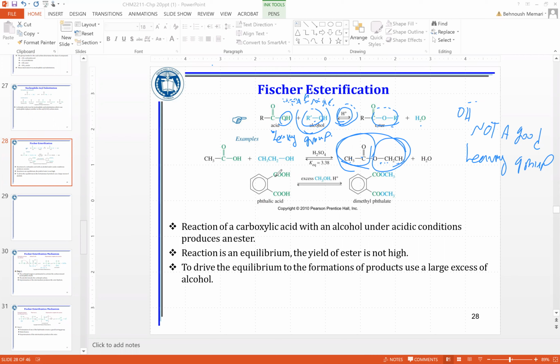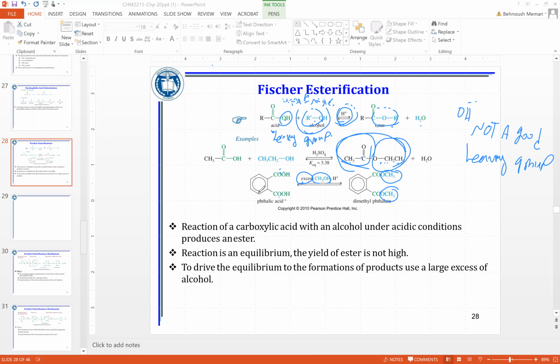If we have phthalic acid, this is a dicarboxylic acid, 2 carboxylic functional groups. With methanol, you have to use an excess of methanol because you have 2 carboxylic acids. Use 2 moles of alcohol, then you get dimethyl phthalate, or we get the ester where OH is replaced by OCH3, both of them. Again, it is a double arrow.